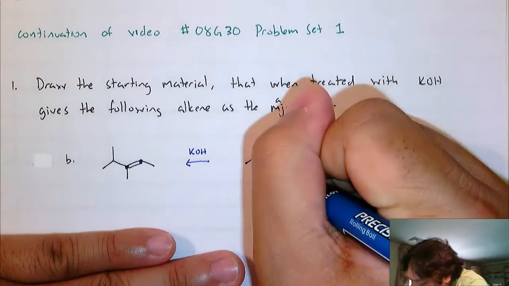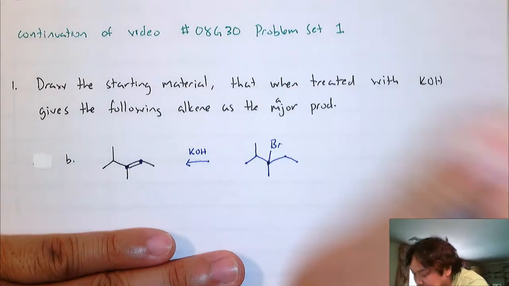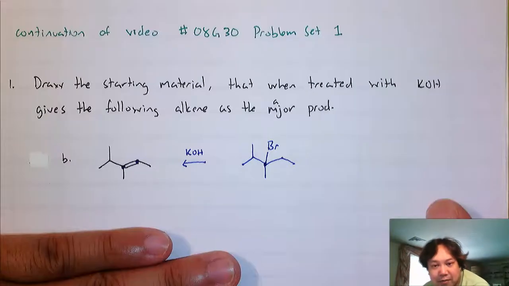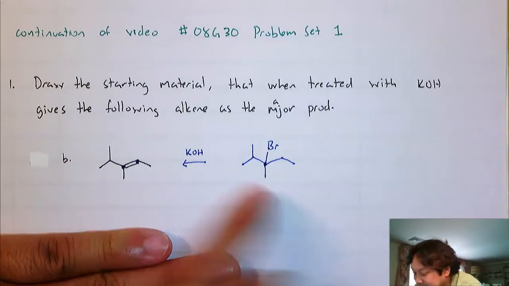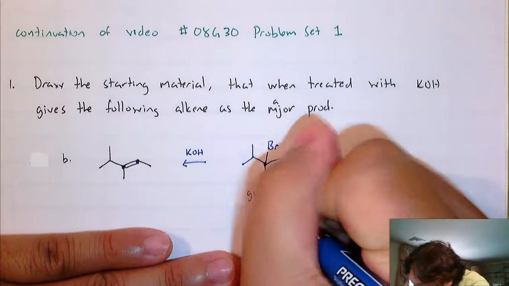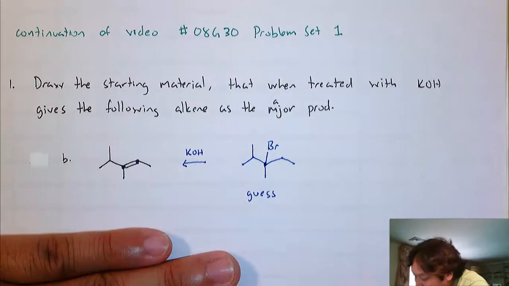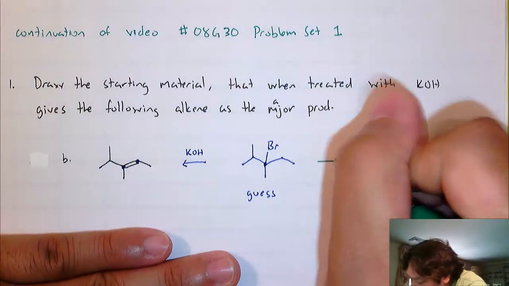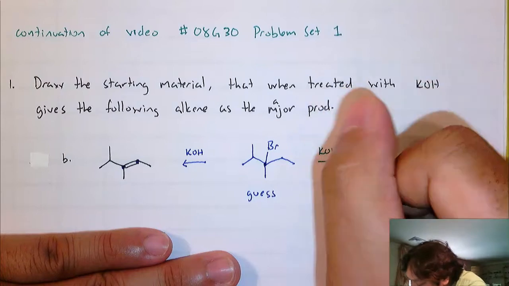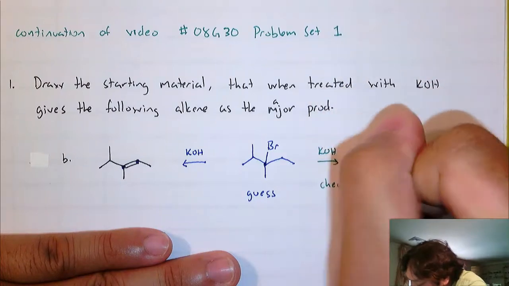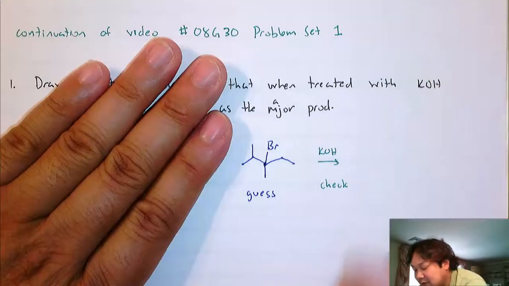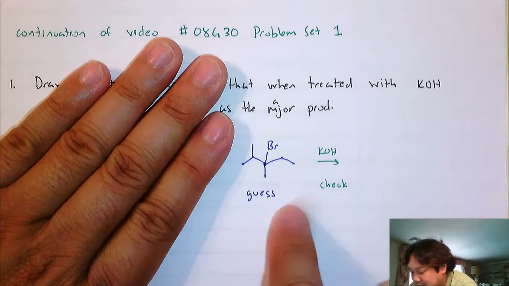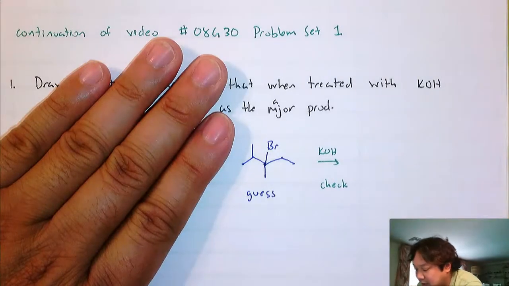If we guess this halide, and I'll use an alkyl bromide, would I get this as the major product? So this is my guess, and here's my check. I'm going to give it to a classmate, and I'm going to ask my classmate to check this. Don't tell them this. Don't even show them that. Ask your classmate, what do I get if I use this as the alkyl halide?